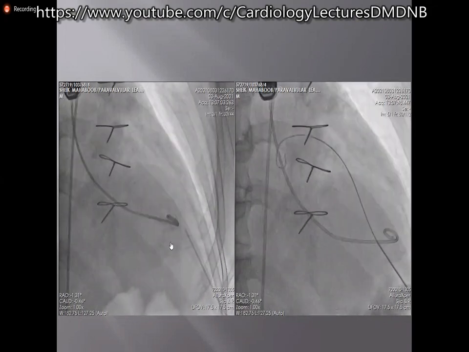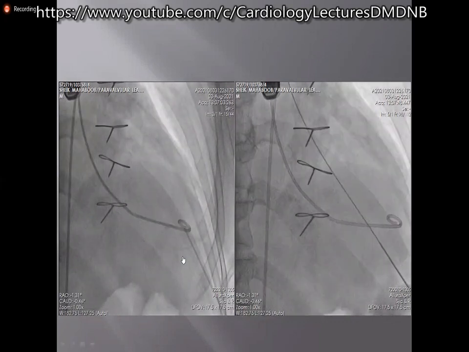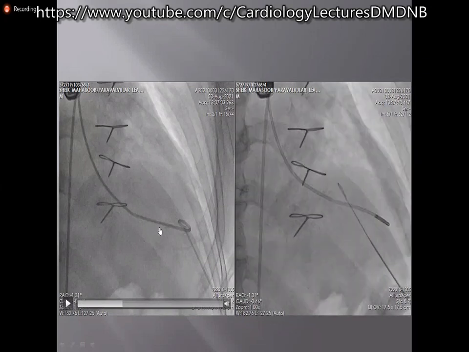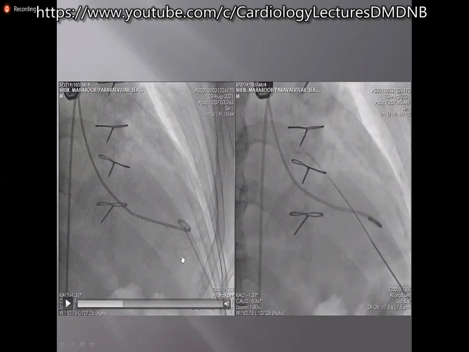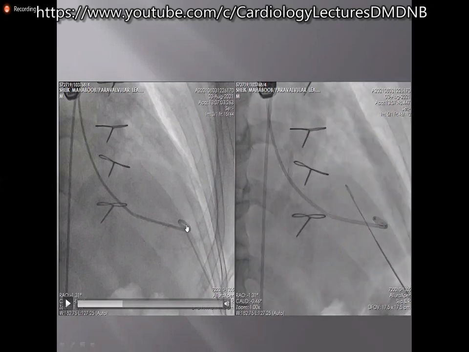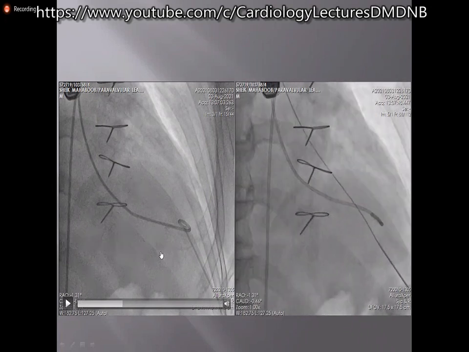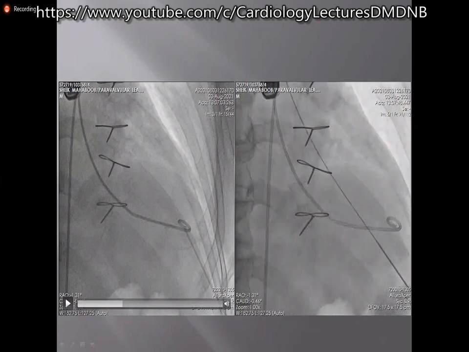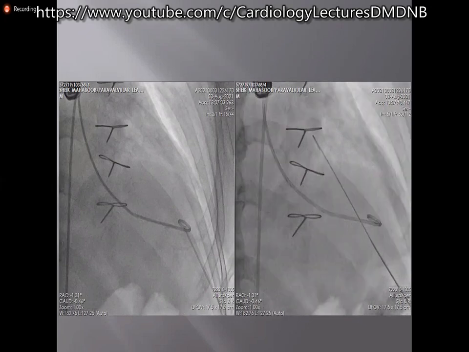See here, just about 2 centimeters, the pigtail is kept in the LV apex, and the LV apical puncture was taken maybe 1 centimeter medial to the pigtail loop here, because this has a significant advantage: this MR jet itself will take your guide wire through the leaks.